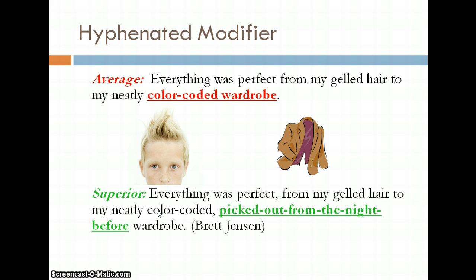Everything was perfect, from my gelled hair to my neatly color-coded, picked-out-from-the-night-before wardrobe. So the hyphenated modifier in this sentence is picked-out-from-the-night-before, and that modifies wardrobe. So the phrase picked-out-from-the-night-before, as you see, has hyphens between each of the describing words for wardrobe. This gives the reader a little bit better image of just how important the clothes were to this student. So we're going to go through a few more examples. You do not need to write the examples down in your composition notebook, only if you think they may help you later on.